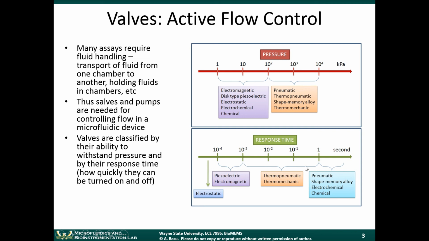When you're working in the thermal domain, things tend to be a little bit slower, in the milliseconds to seconds. And then slower still are things that involve chemical reactions. Electrochemical valves: you can have electrical chemical reactions that generate bubbles, and as a bubble expands, it pushes fluid out of a channel. That's an example of an electrochemical pump. Those pumps are relatively slow, but they are amenable to miniaturization. So if you're designing a valve or a microfluidic chip for something, you have to consider the pressure and the response time requirements if you're going to be using valves.